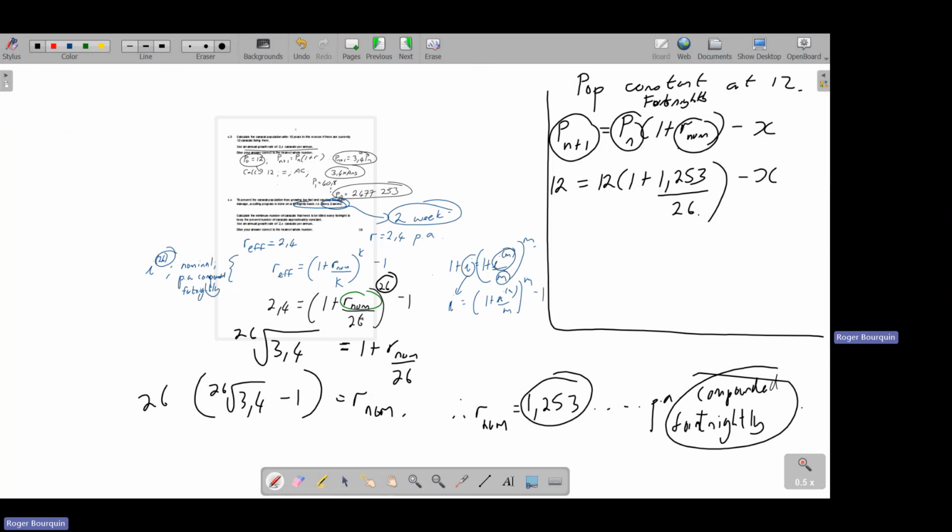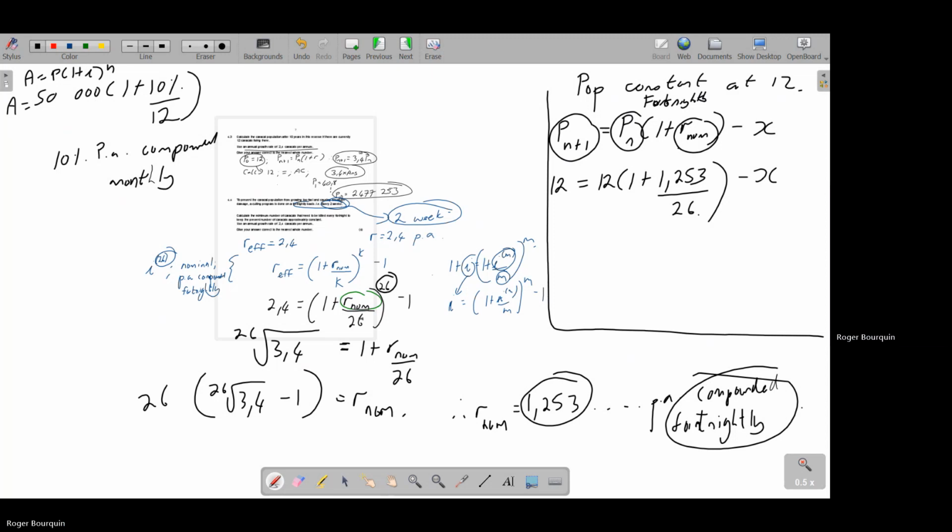Remember if you had a finance sum, and I said you got 50,000 Rand increased at a rate of 10% per annum compounded monthly, and I said, how much would that accumulate to? We've got A is equal to P times 1 plus i to the n. So A would be 50,000 times 1 plus 10% over 12, because the amount of interest you get in a month would be 10% over 12. So here, the amount of interest you get in a fortnight is 1,253 divided by 26.